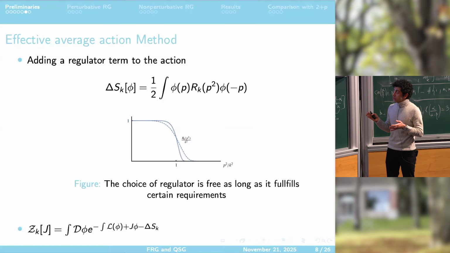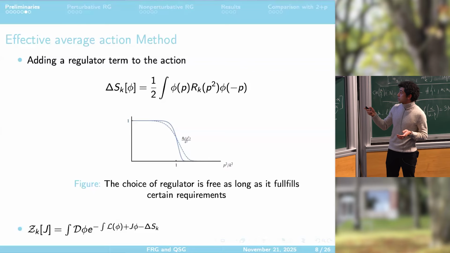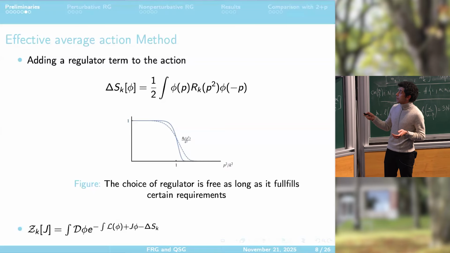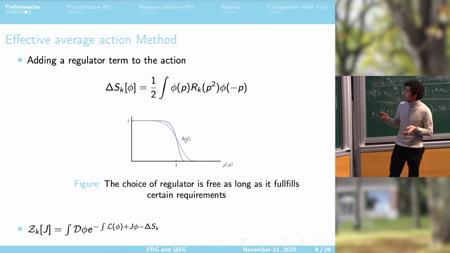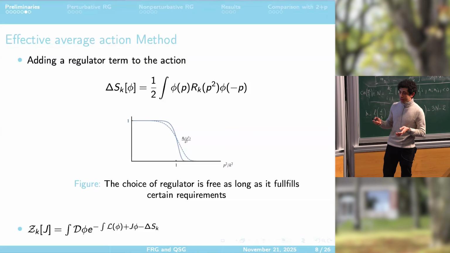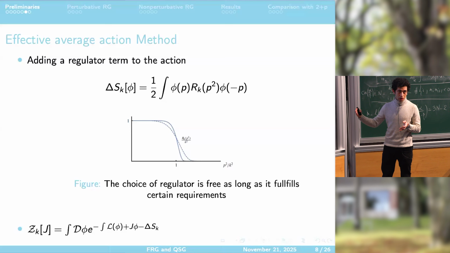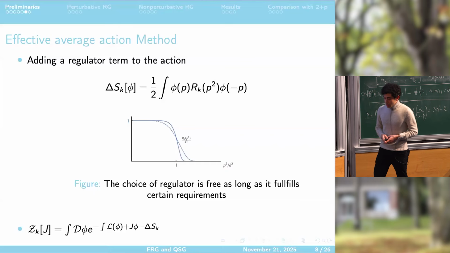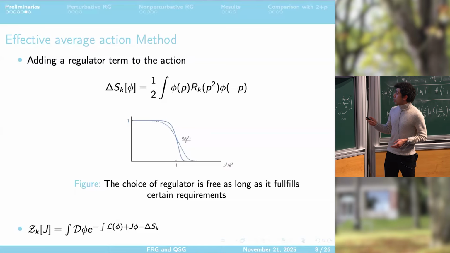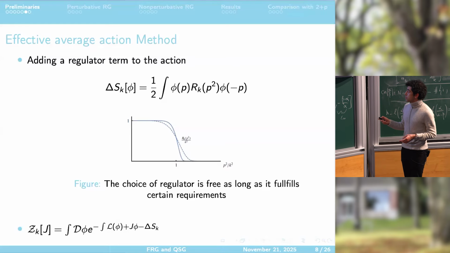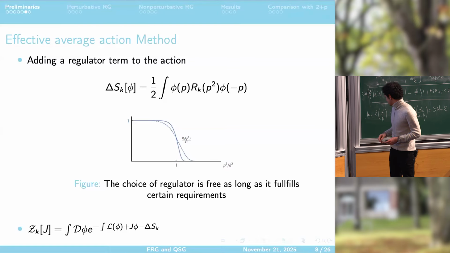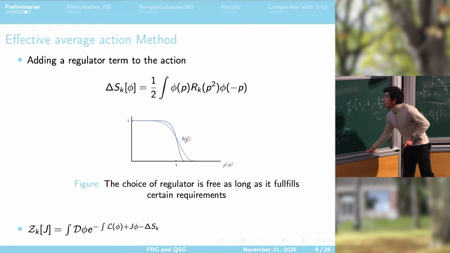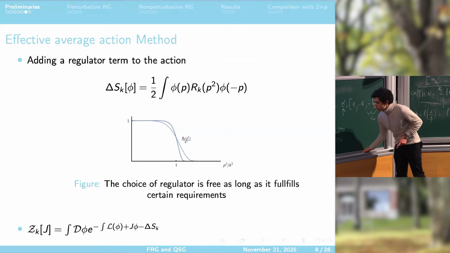In order to do that, we introduce a mass term to low momenta modes of our theory. So it gives this weight Rk, and then we integrate out the high momenta. The Rk needs to fulfill certain requirements, but usually it can be shown that as long as these requirements are fulfilled, the theory is free of the choice of the regulator.